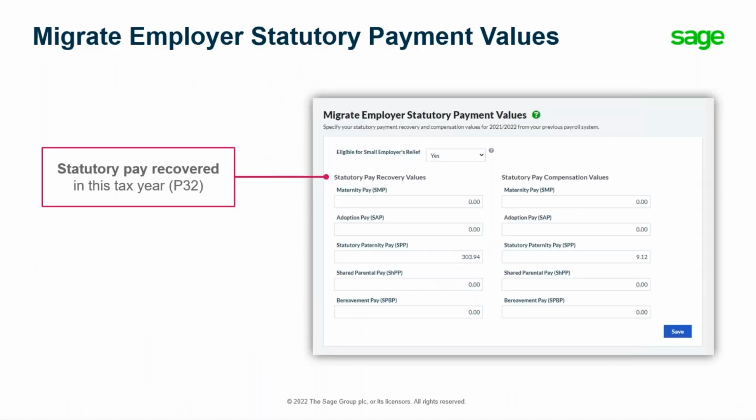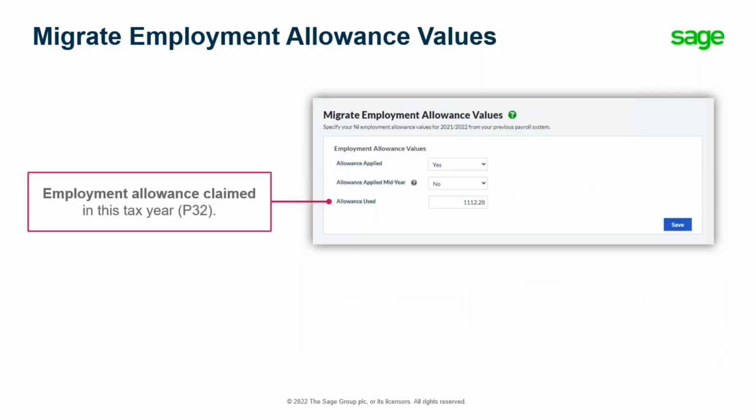And then when it comes to migrating the employer values, you take a look at your P32 report to see if there's any statutory pay recovered in the tax year. And if you're claiming employment allowance, you'd also need to enter the amount of the allowance you've claimed so far in the tax year so that you can continue claiming the correct amount moving forward in your new software.